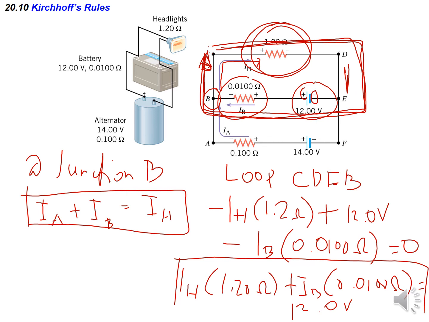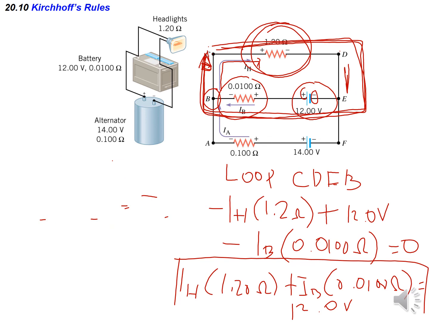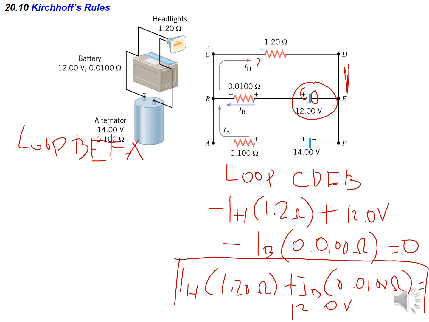The third equation is the equation for the second loop. For the second loop, we'll be considering the lower loop, that is the loop BEFA. So here's the loop BEFA. Now let's focus on the lower loop.